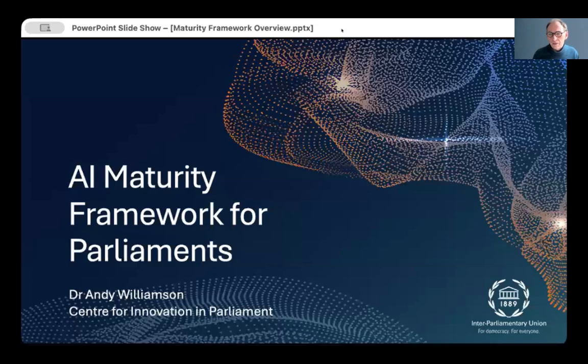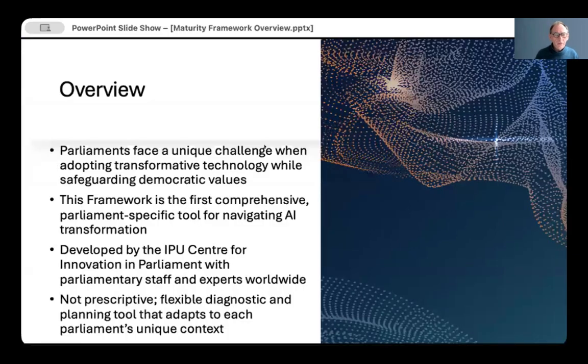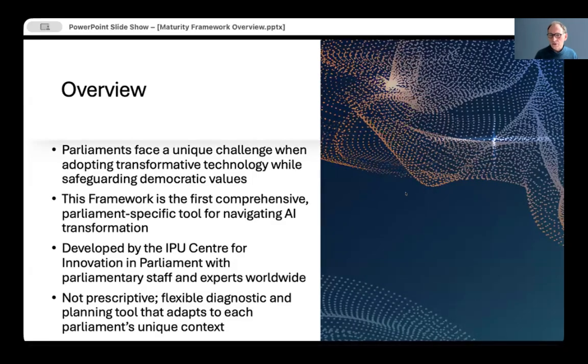So what is the maturity framework? Well, we've developed the framework because we see parliaments facing a unique challenge when adopting any kind of transformative technology, but particularly around AI, because you have a dual role. You have to think about the regulation of AI and the policy that goes with it, but also how is it used internally within the institution, and how is it used in a way that doesn't just safeguard democratic values, but enhances them. And it's a new emerging area. There's a lot of truth, there's a lot of hype, there's a lot of confusion.